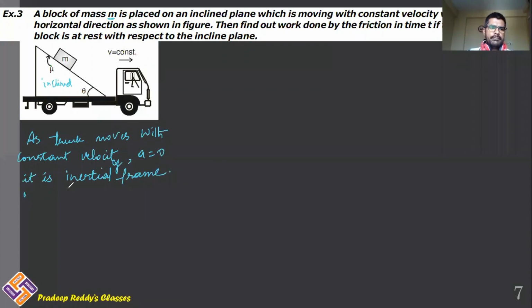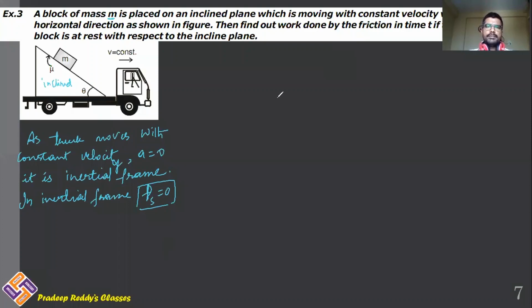In an inertial frame, there is no pseudo force. Pseudo force is equal to 0. Pseudo force will not be acting upon this vehicle or upon the object. On the inclined plane, and also on the mass resting over the inclined plane, there is no pseudo force because it is moving with constant velocity. Find the work done by the friction in time t if the block is at rest with respect to the inclined plane. So the block is in the rest position.